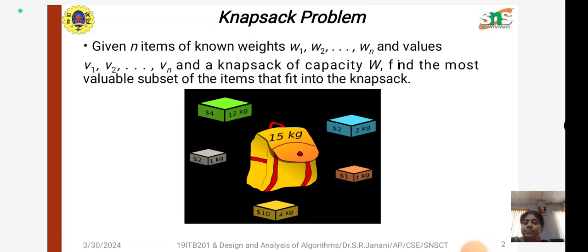Here we have a bag which can hold 15 kg, and we have items like 12 kg worth $4, 1 kg worth $1, 4 kg worth $10, 1 kg worth $1, and 2 kg worth $2. This is the combination given, and we must decide which combinations we can take. For example, if we take the $2 item and the $1 item, we will have 3 kg weight and 3 dollars of value. Like this we are supposed to calculate.